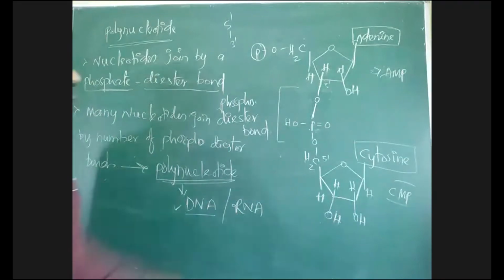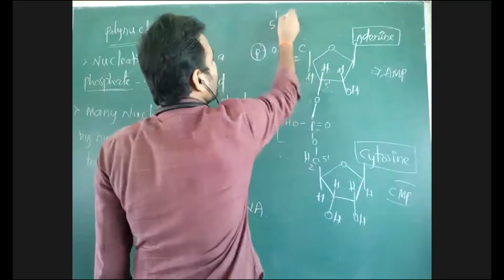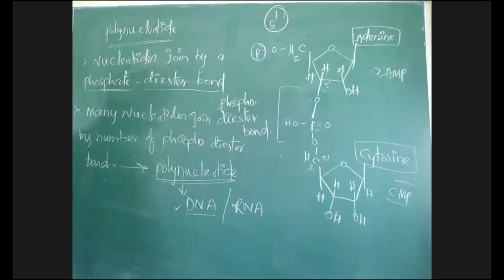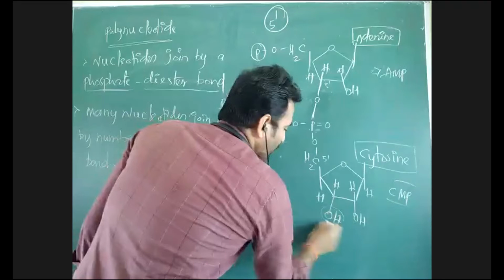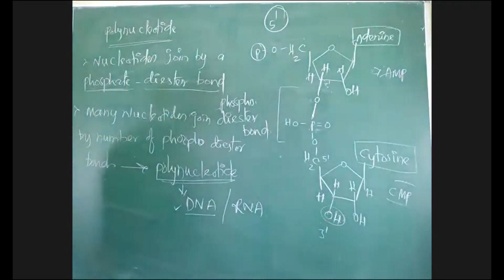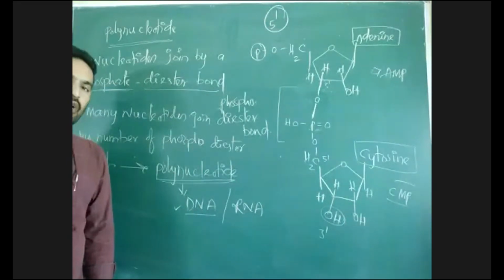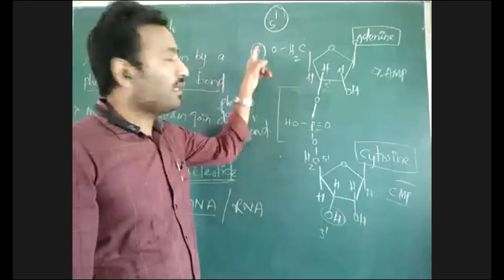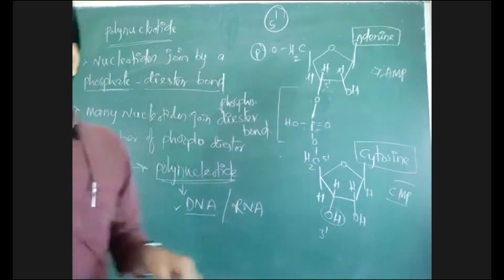Okay, and the phosphate group present on the fifth carbon is considered as the 5 prime end. And this OH group, on the third carbon in a polynucleotide chain, is considered as the 3 prime end. 3 prime end is the OH group present on the last nucleotide. 5 prime end is the phosphate group present on the first nucleotide. So these are considered as 5 prime, 3 prime ends.